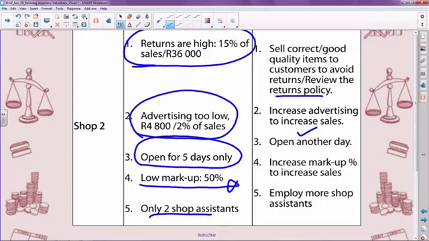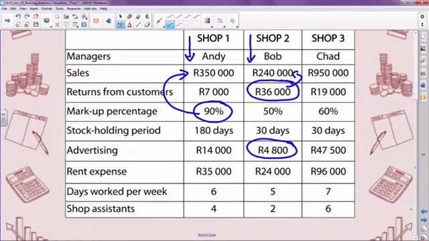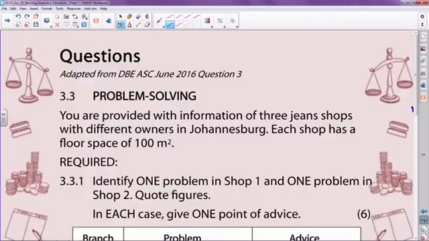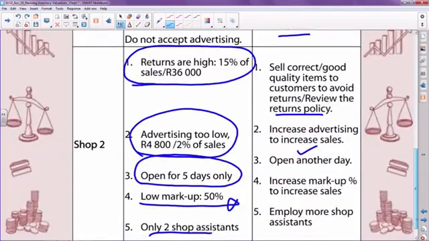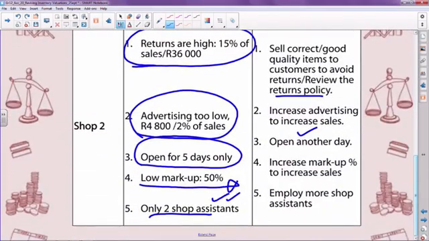And you only have 2 shop assistants relative to the others. Let's see, what does it look like? Here goes. Shop A has 4 assistants. Shop 3 has 6 assistants. So Andy has 4 assistants, Chad has 6 assistants, and you are sitting with 2 assistants. Clearly, that could also be a challenge, and the challenge is that you only have 2 shop assistants. Employ more shop assistants. So when you're looking at a question of this nature, you've got to look at the possible reasons and also the advice.